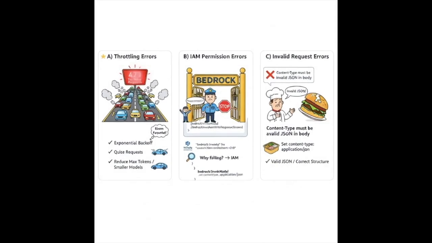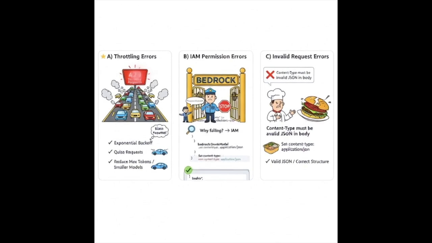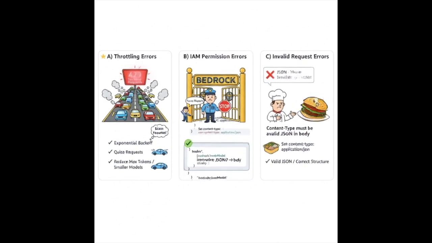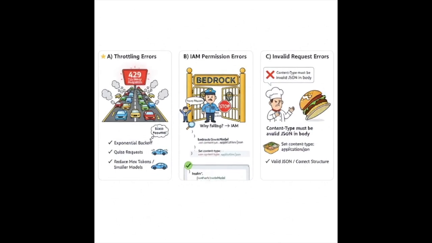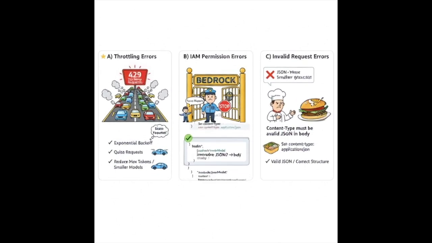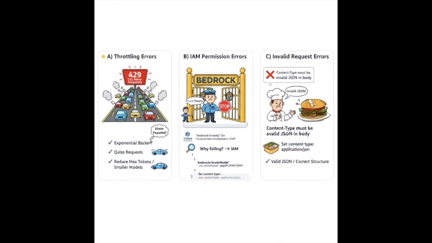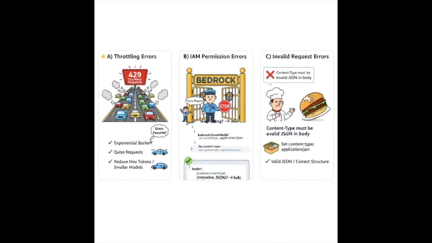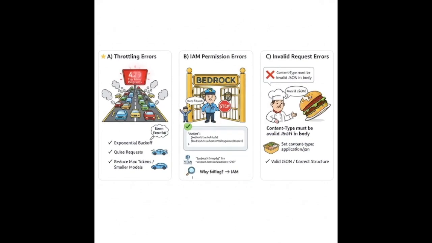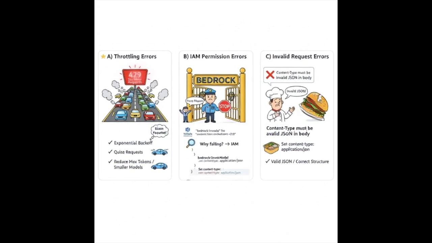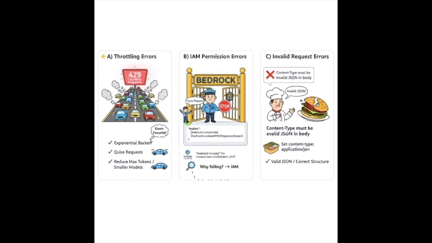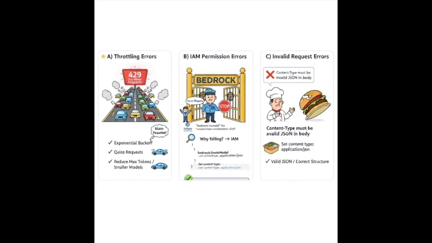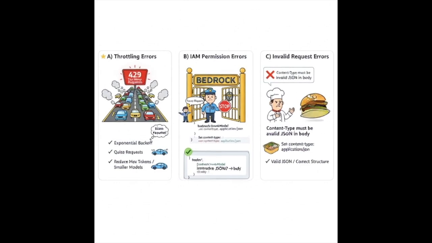9. Error handling, where production apps fail. Finally, the pain points. Throttling errors happen when you push too hard. The fix is retries with exponential backoff, queues, smaller models, or higher limits. IAM errors happen when permissions are missing. If Bedrock says access denied, the answer is always IAM policy, not code. Invalid request errors are almost always wrong content type or broken JSON. AWS expects you to recognize these patterns instantly.